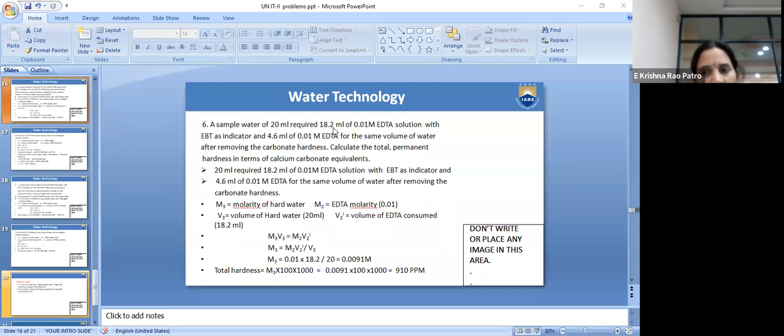Okay, na? Now calculate the total hardness, permanent hardness, and temporary hardness in terms of calcium carbonate equivalents. Students, you have to do 4 steps here in this problem. You know the formulas also, M1, M2, M3, M4. Tomorrow you will tell me the answers?